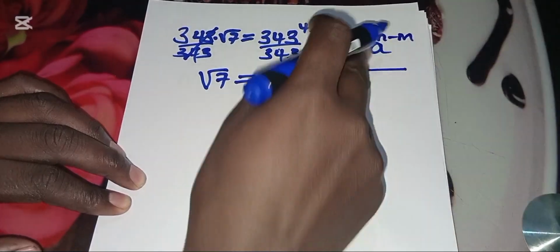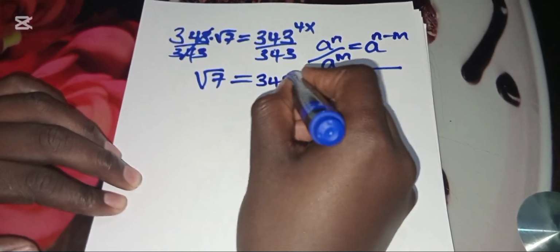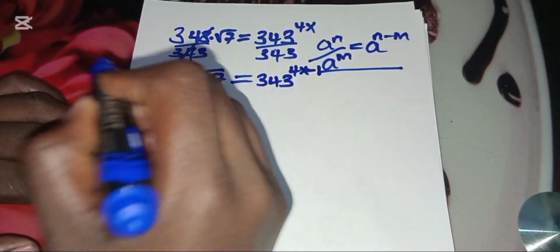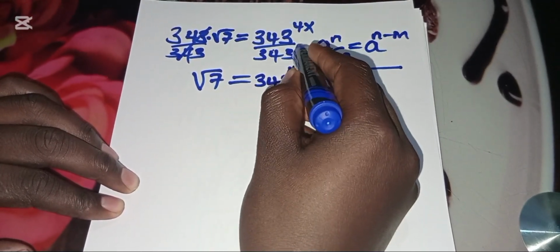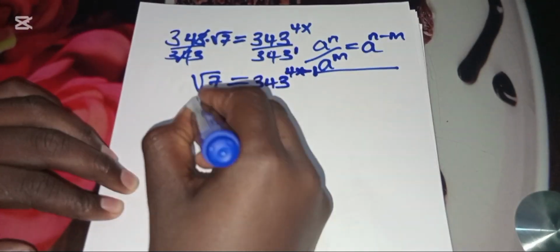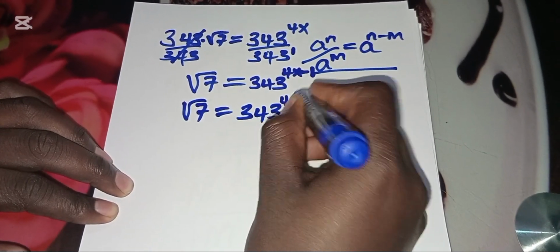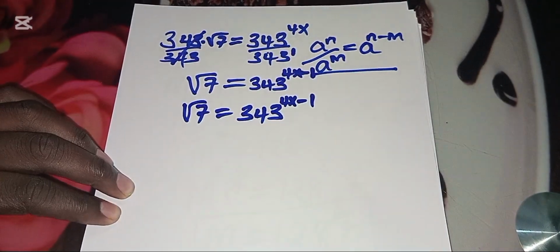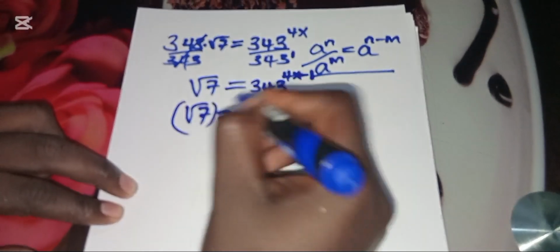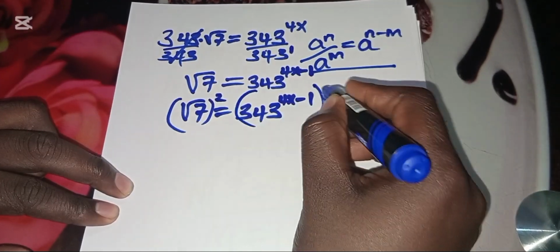So let's express in this form. We are going to have 343 raised to power 4x minus 1. So this is 343 raised to power 1, so that means this is 4 subtract 1. We are saying this is 343 raised to power 4x minus 1. Now we need to eliminate square root of 7 by squaring again both sides. We square again both sides.